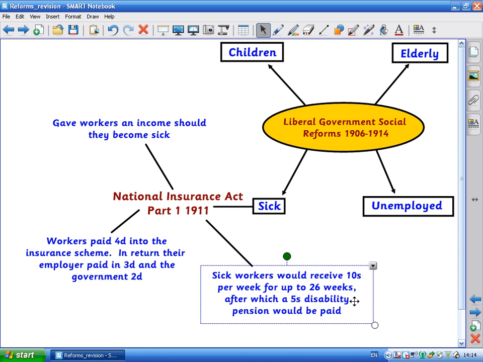After which, you'd be paid a 5 shillings disability pension per week. So essentially, if you weren't able to return to work after half a year, you wouldn't simply fall off the insurance ladder, as it were. You would still then be entitled to a disability pension, although it would be half as much. However, if you think about it, there was nothing before this scheme was brought in. So it's an extremely good step in the right direction, but it didn't solve everything.